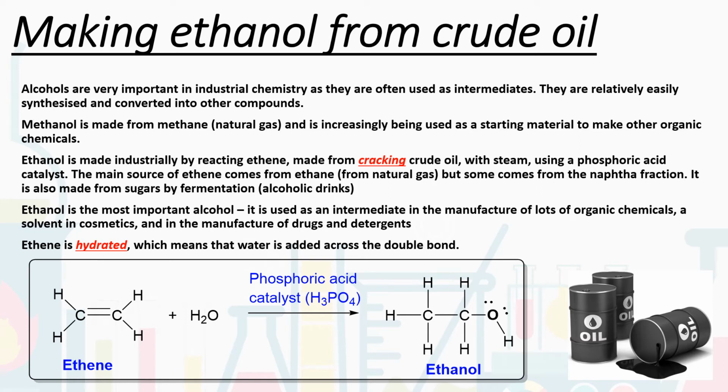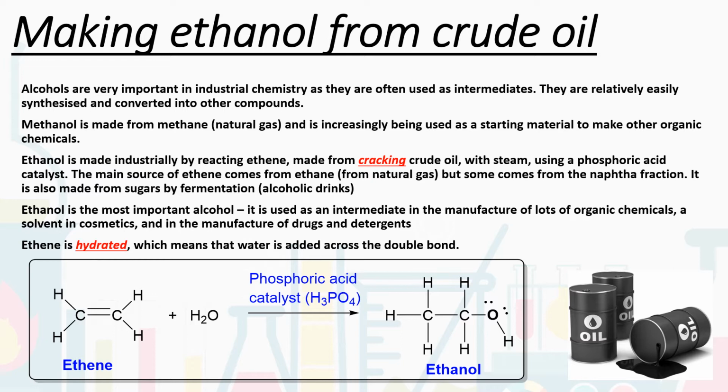So, ethanol is probably the most widely known and important alcohol. It's obviously very widely known from being used in alcoholic drinks. But alcohols in general are very important in industrial chemistry because they are often used as intermediates to other chemicals. Alcohols are pretty easily synthesized and they're very readily converted into other compounds, so they have a lot of synthetic potential to make lots of different compounds. Now, methanol is also an important alcohol, and methanol is made from methane, which we get from natural gas, and this is increasingly being used as a starting material to make other organic chemicals.